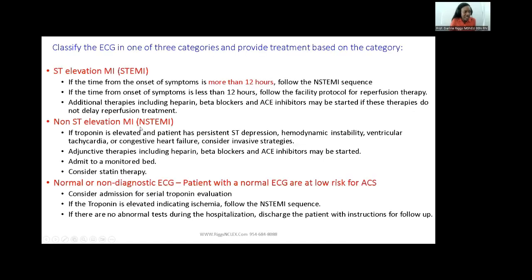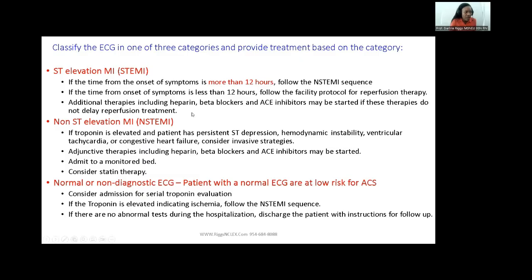Okay, so this slide explains it a little bit more in detail. So with your STEMI, ST elevation MI, if the time from these symptoms is more than 12 hours, then we're going to follow a non-STEMI regimen. The protocol differs if it's less than 12 hours. So don't expect to get questions from there, because that changes from facility to facility.